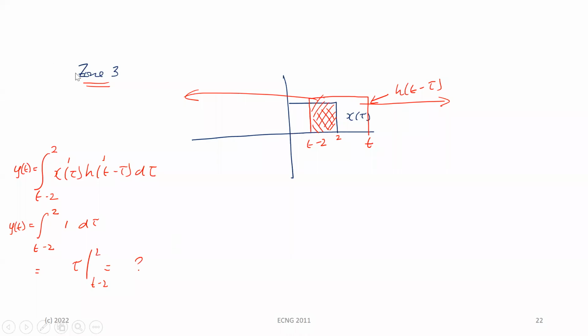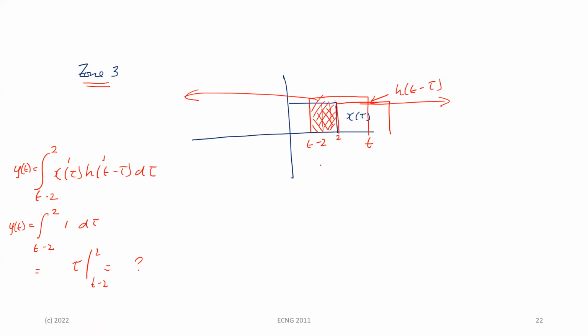The zone now is this. Notice that this particular zone, as t moves on, will get smaller and smaller until at some point in time, h is now like that. Yeah?